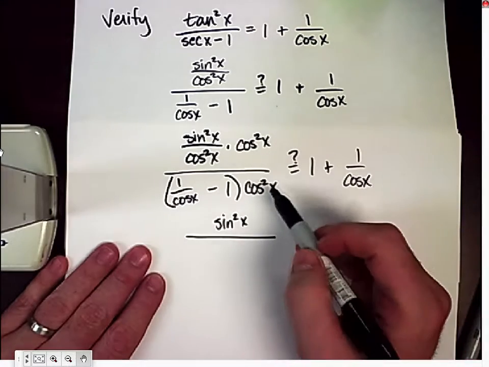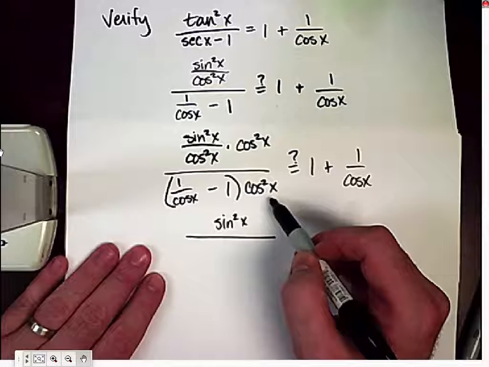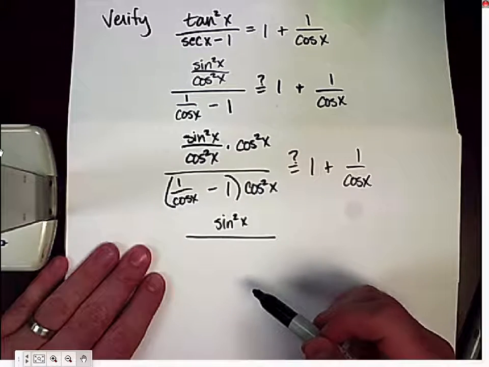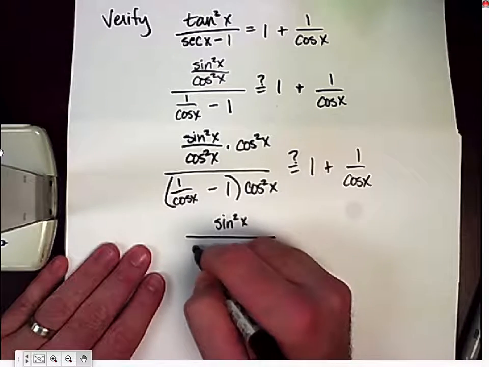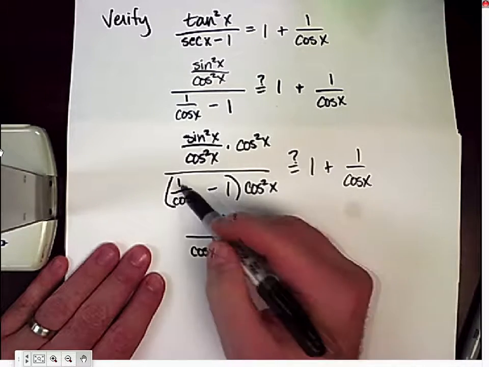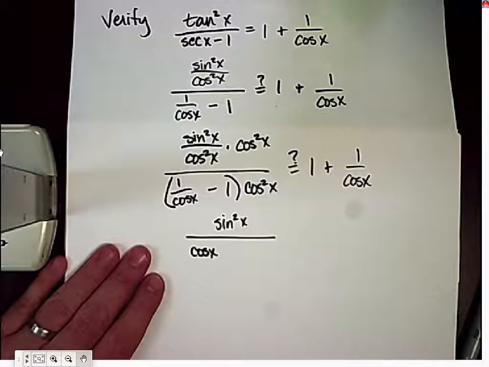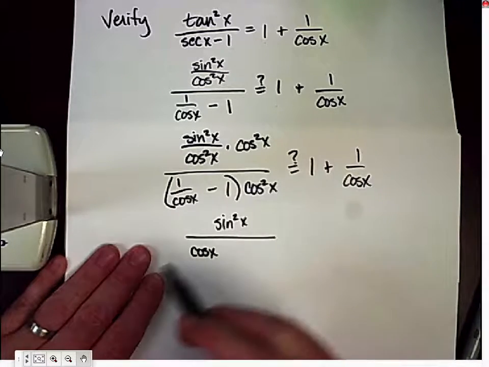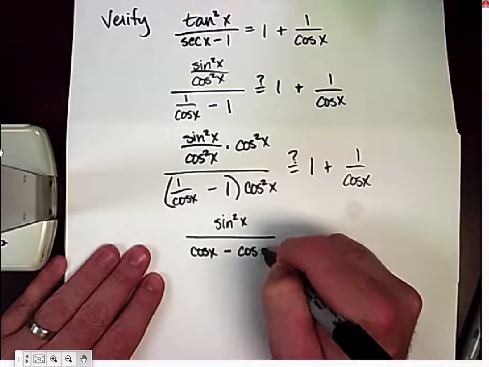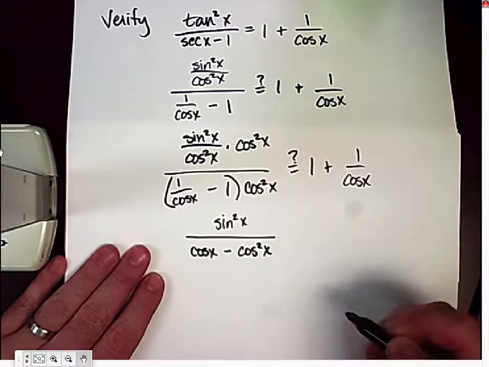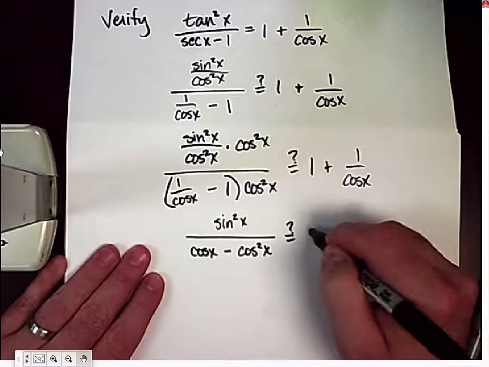What does the bottom become? Well, what is cosine squared x times 1 over cosine x? It'd be just cosine x, because you've got cosine squared over cosine. So that's just cosine x. And then minus cosine squared x. Does that equal?